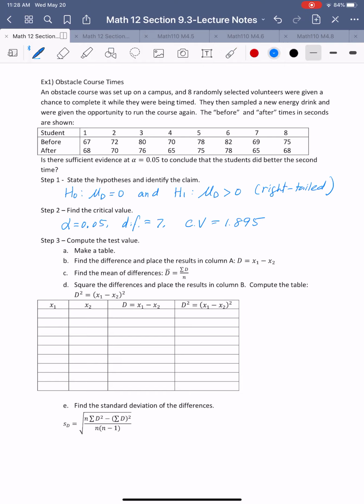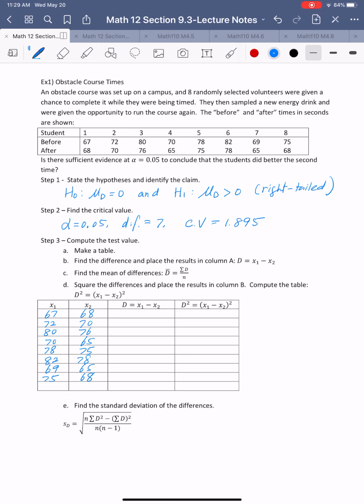But first of all, I need to fill in the data, okay? So X1 is before, X2 is after. I'll go 67, 72, 80, 70, 78, 80, 77, 82, 69. So I got 1, 2, 3, 4, 5, 6, 7, 8. And for X2, I put 70, 76, 65, 75, 78, 65, and 68. Okay, so this is how to make the table.